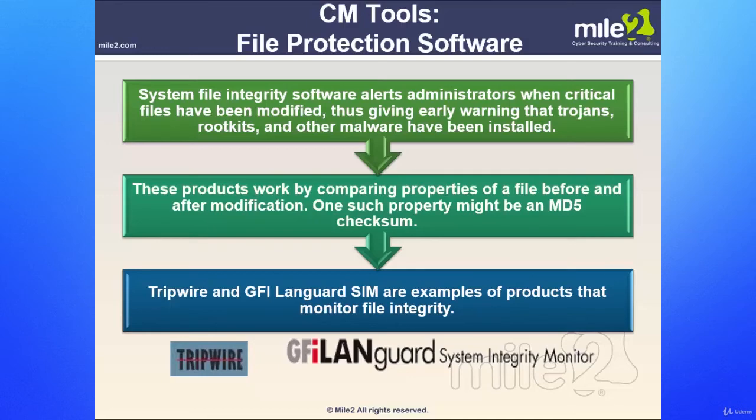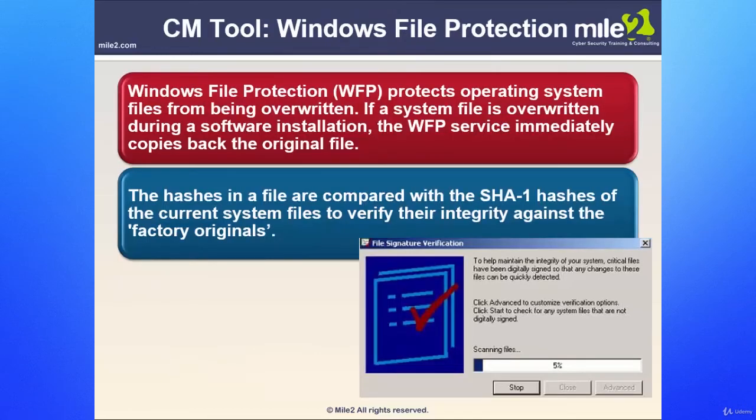Tripwire, important to remember. And here's the file signature verification tool called SigVerif, and you would probably need to know how to open it: you would run it from the Start command and then type in SigVerif. Here the Windows File Protection protects operating system files from being overwritten. If a system file is overwritten during software installation, the Windows File Protection Service immediately copies back the original file. The hashes in the file are then compared with the SHA-1 hash, which is 160-bit, by the way, in the current system files to verify their integrity against the factory originals.